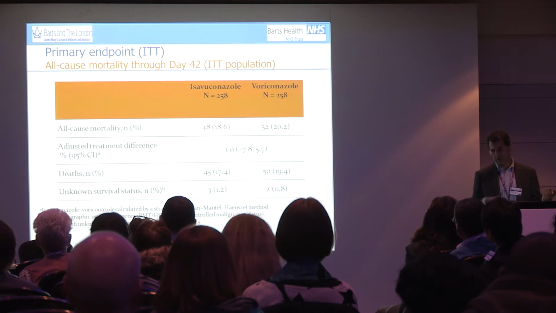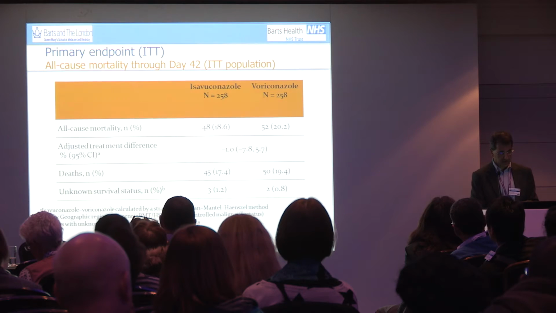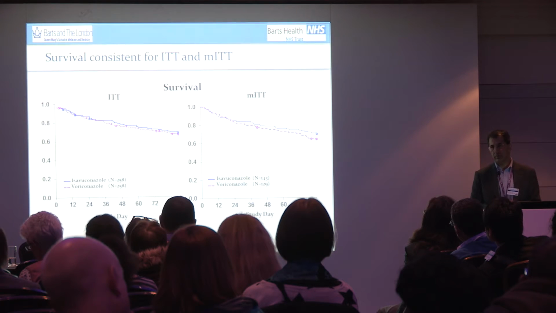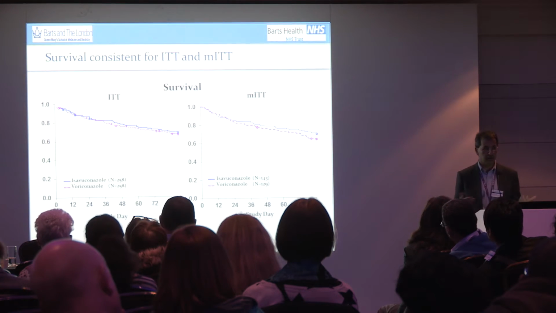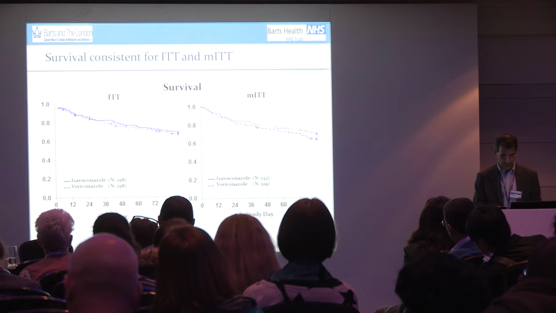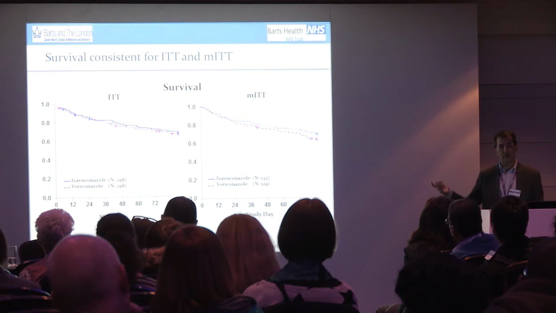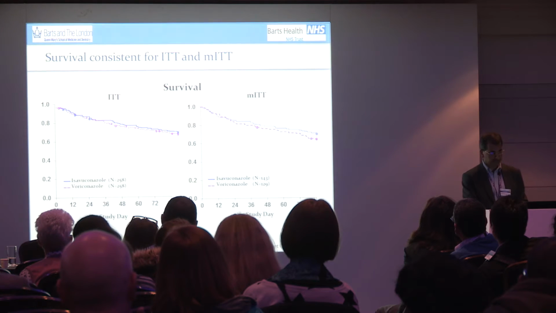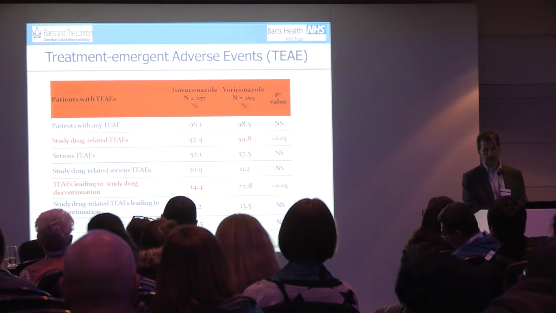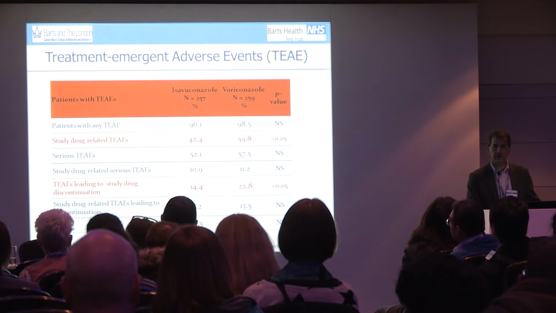So this slide simply shows that in terms of the primary endpoint, there was no difference between the two drugs, and that's shown in a different format, both for the ITT and the MITT populations here. No difference between the two drugs in terms of survival, either at the primary endpoint of 42 days or the secondary endpoint of 84 days. There were differences between the two drugs in this study, and they all come in terms of side effects.